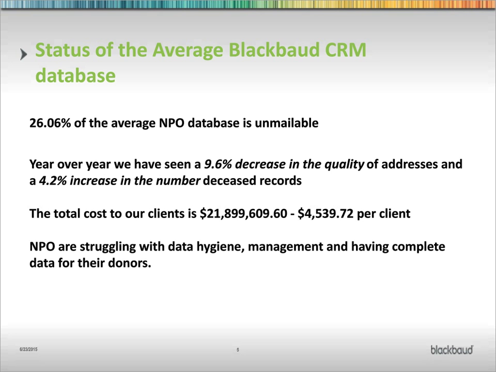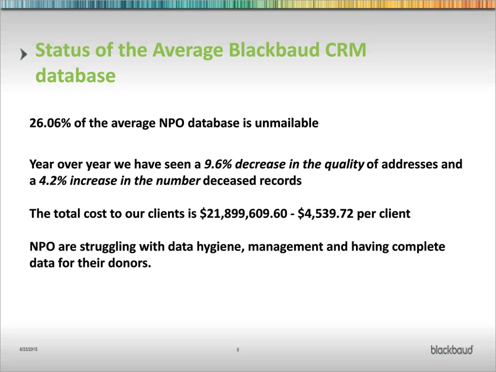We have run these analyses on our clients' data. We're actually in year 3 of this. And what we've seen year over year is a decrease in the quality of the addresses and an increase in the number of deceased records in the system. So we're seeing a 9.6% decrease in the accuracy of the address information and a 4.2% increase in the number of deceased records. So we're trending in the wrong direction. It's definitely something we hope to reverse over the next couple of years.